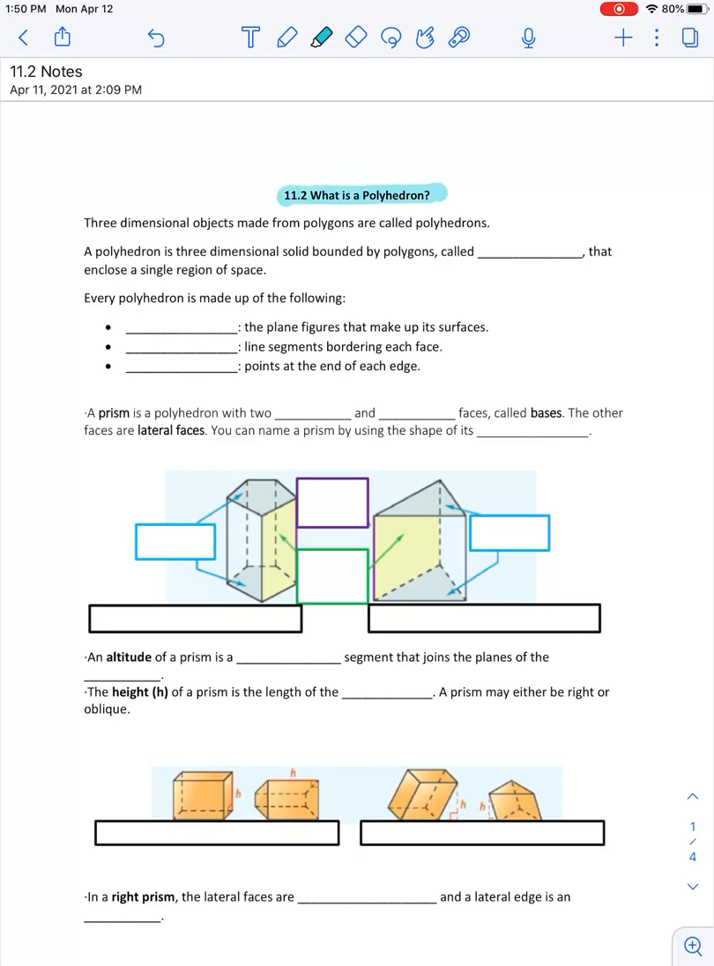What's a polyhedron? You will find that under modules, unit 11, 11.2 notes. Just a reminder, you can pause this, fast forward, or rewind if I'm going too fast or too slow. There's lots of new vocabulary in here, so make sure to pay super close attention. These notes will be submitted to me when you're done writing them out.